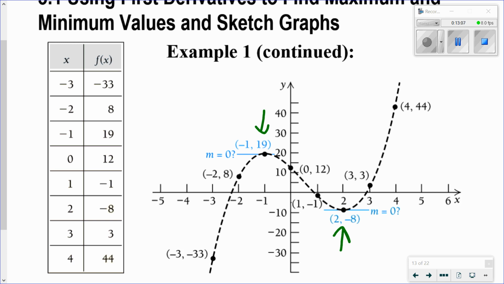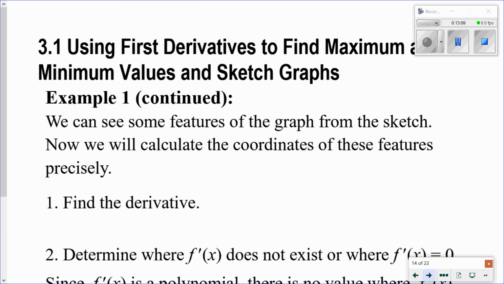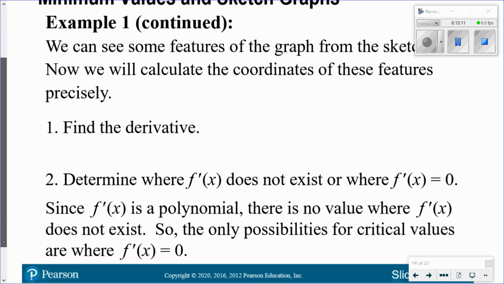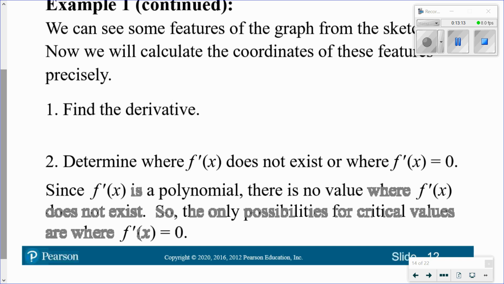All right. So some steps in order to graph these. We want to first find the derivative. We want to find where our derivative does not exist or where it equals 0.